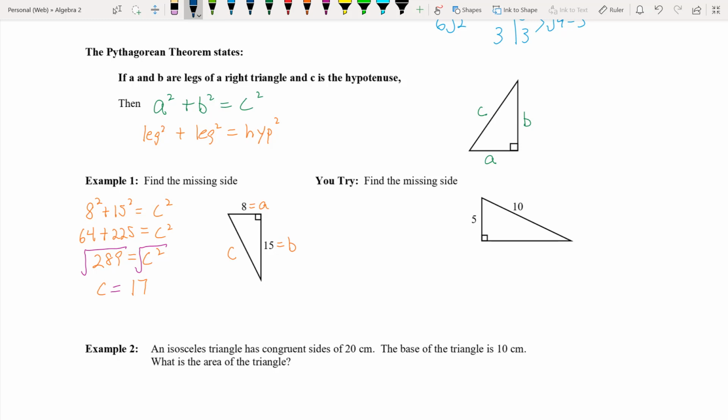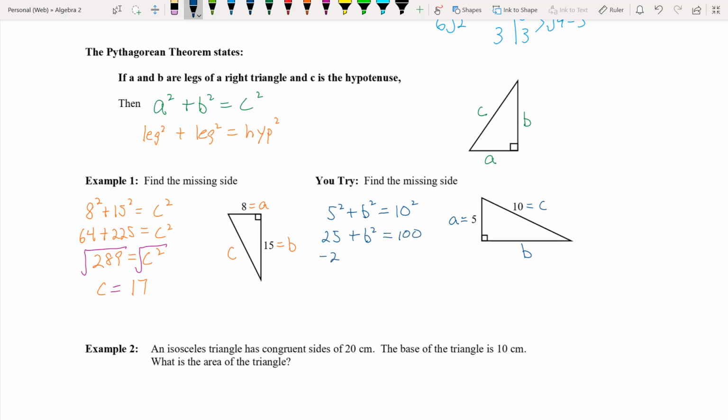Okay, so this time I've got a leg squared of 5, so I'm going to let that equal A. And my B leg is missing, and C is going to be the 10 over here. So we've got 5 squared plus B squared equals 10 squared. 5 squared is 25 plus B squared equals 100.